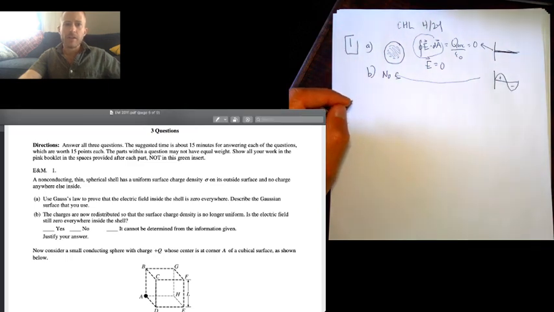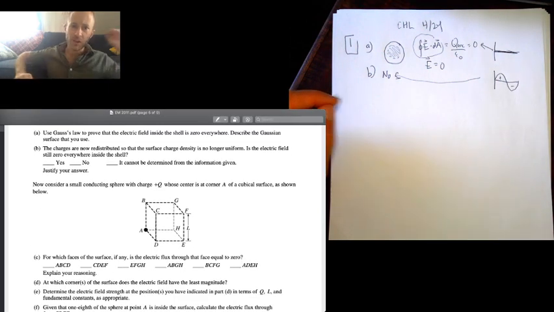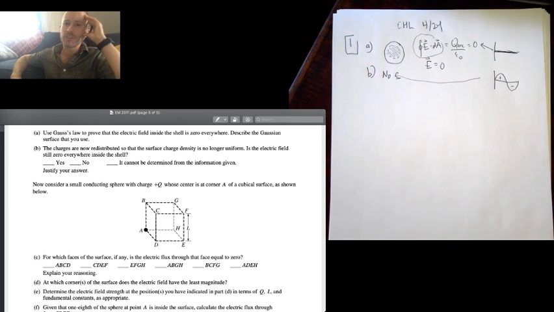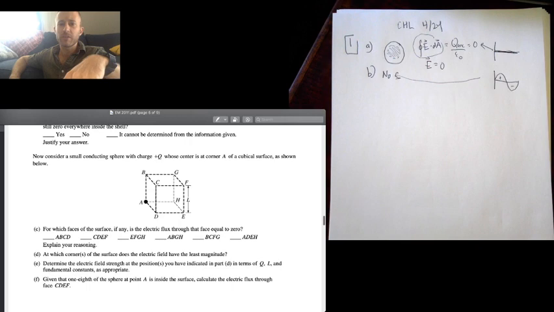Now it says, consider a small conducting sphere with a charge of plus Q whose center is at corner A of the cubical surface as shown below. For which faces of the surface, if any, is the electric flux through that face equal to 0?